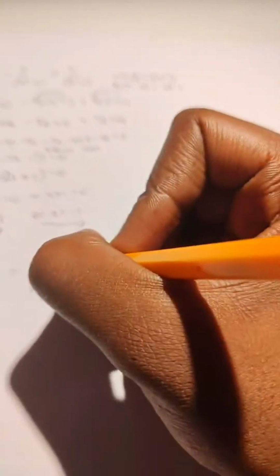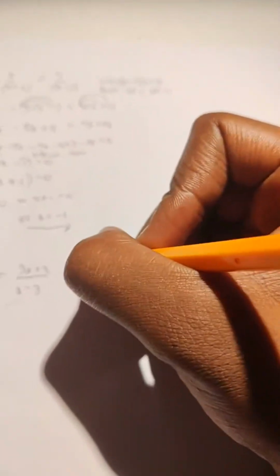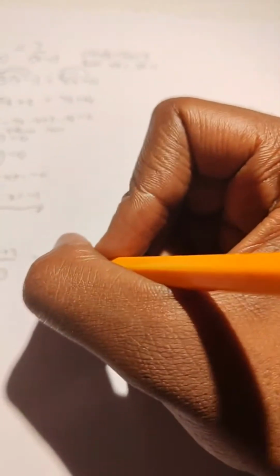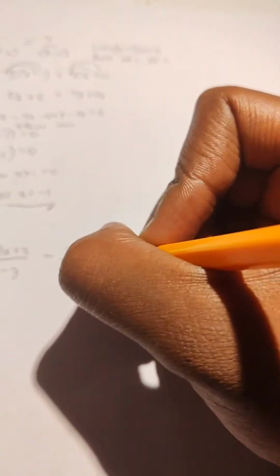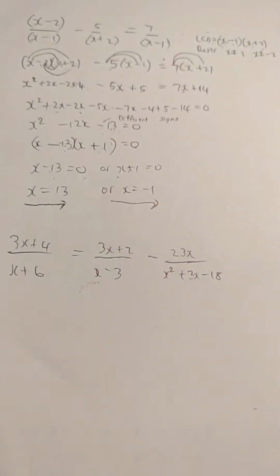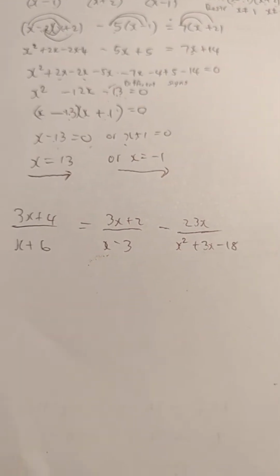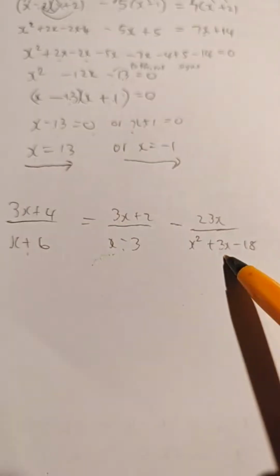3x plus 4 over x plus 6 is equal to 3x plus 2 over x minus 3 minus 23x over x squared plus 3x minus 18. So here's another nice problem. We are going to first and foremost do what? Look at the denominator and do what after that?